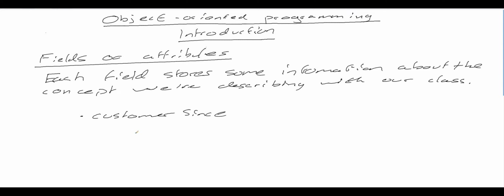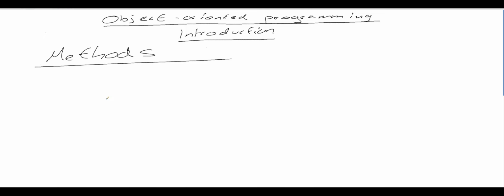So that's what a field is. A field stores some information about the concept we're describing with our class, and the example that I have is the customer class. The customer is the concept that we're describing with the class, and we can store information about a customer, for example the date that they became a customer, the number of loyalty points they've got, and when they last visited the store. Some examples.